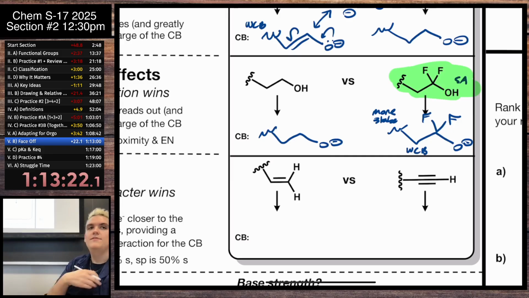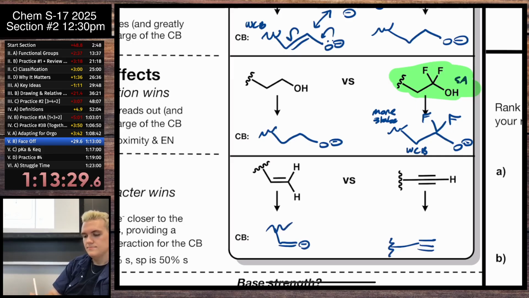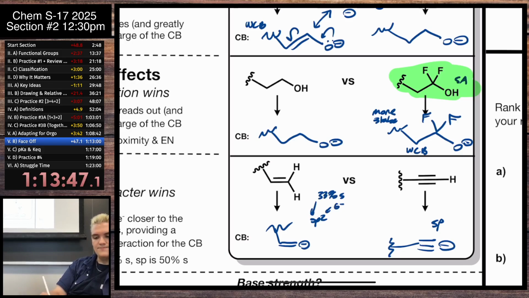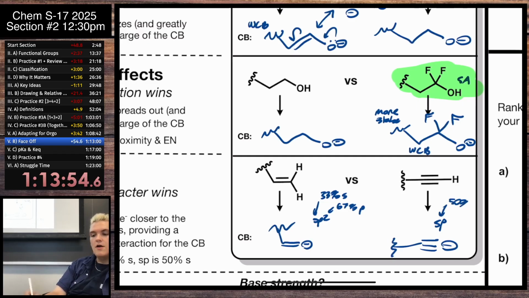And the last one here is if we have nothing else going on and our only difference really is in hybridization, then we say the more S character wins. So in an sp2 orbital, we would say it's 1 of 3 parts S, right? So it's like 33% S and 67% P. In an sp orbital, what percentage is S? 50. So this one has more S character, so it's going to be more stable.